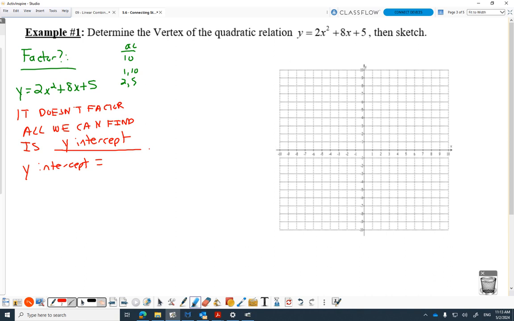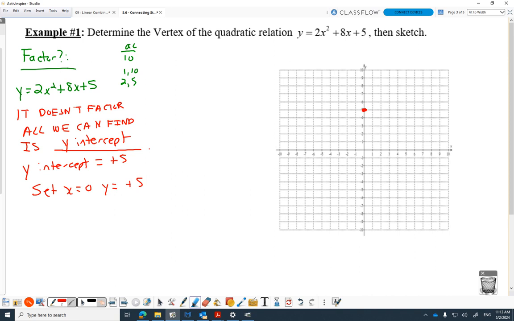How did he get the 5 so fast? Maybe he just knows. Do you just know, or did you do something? I pulled off the equation. He knows where to find it. But if he didn't know where to find it, what do we do to find y-intercepts? Yeah, set x equals 0. So I get y equals 0 plus 0 plus 5. All that other stuff becomes 5. Let me put that on my graph.